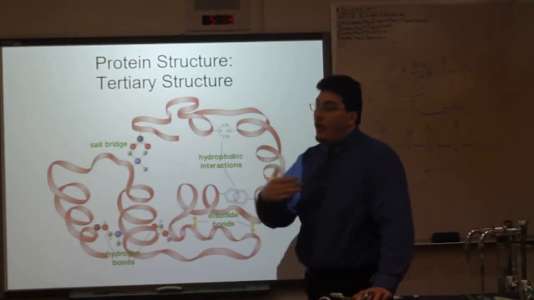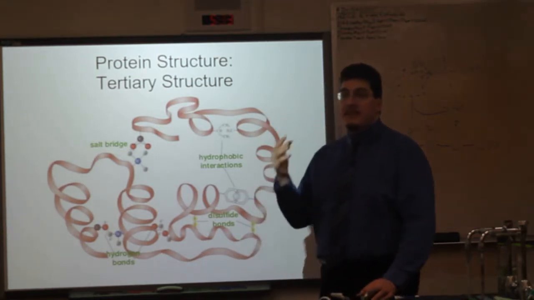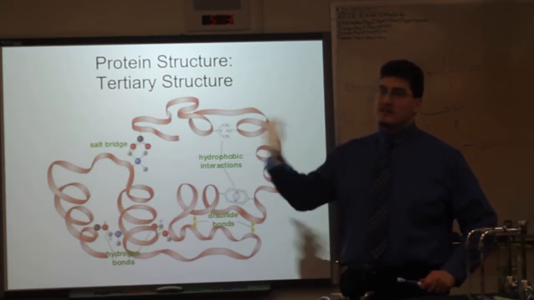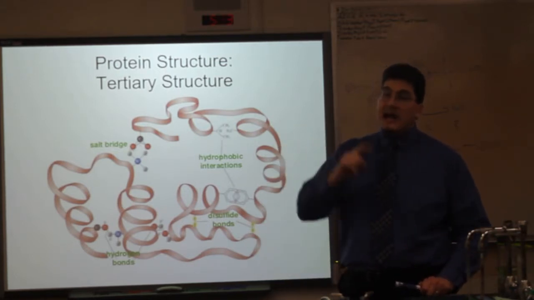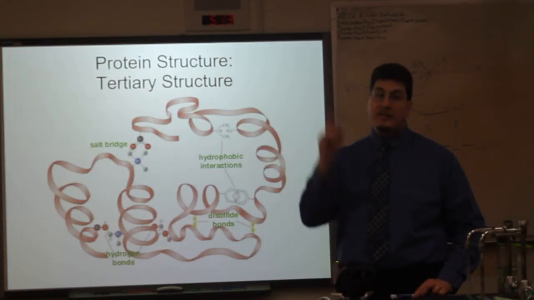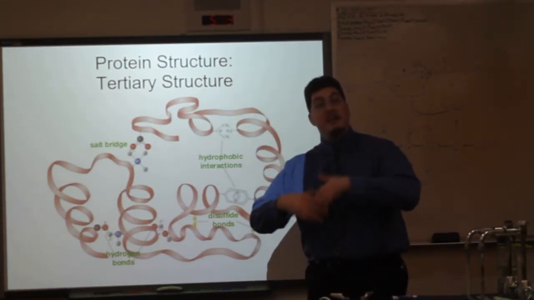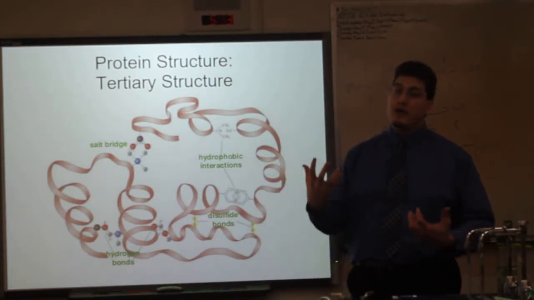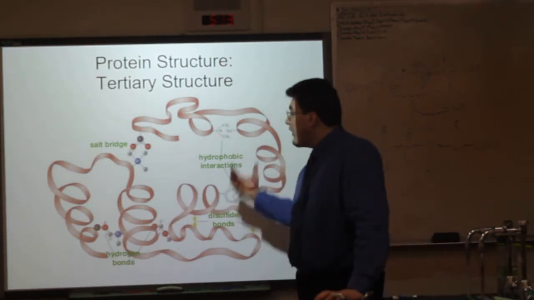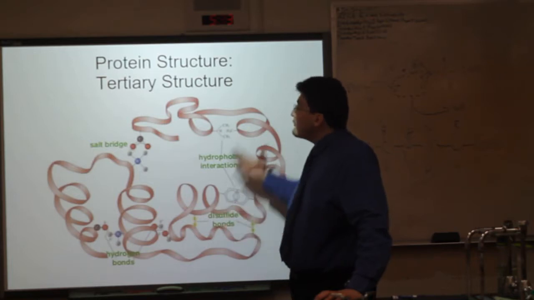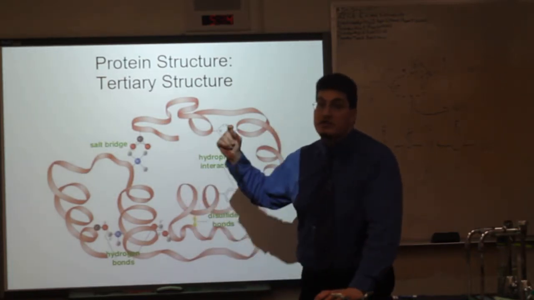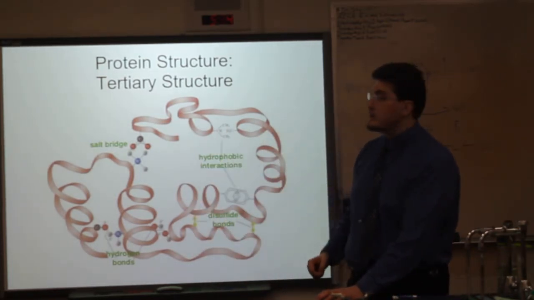Now, you can argue all day that the ionic bond is the strongest bond, but when you are in an aqueous solution, the ionic bond is a very, very weak bond, because an aqueous solution takes away all of an ionic bond's power. So, your disulfide bond, which is a covalent bond, will be your strongest bond in the tertiary structure.